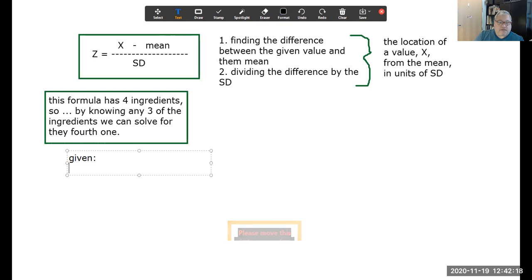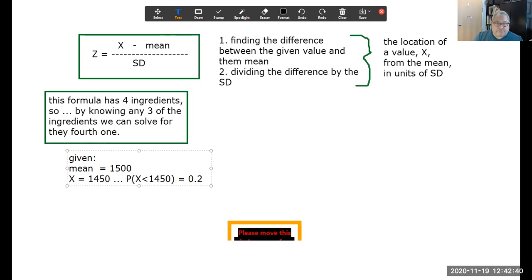I'm given the mean is 1500. I'm given the value of x is 1450. And I also know that values of x below 1450 make up 20% of all the possible values of x. And I am asked, what is the standard deviation?